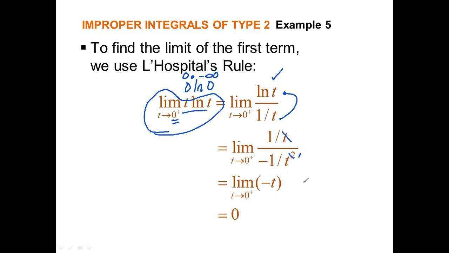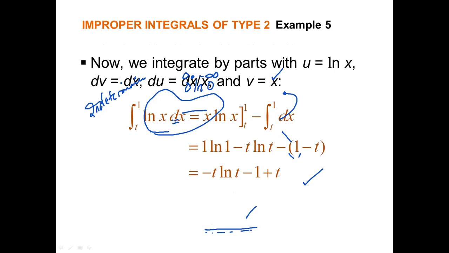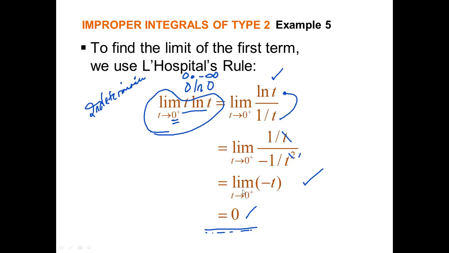Now what will happen? The limit of negative t as t approaches 0 from the right is 0. So from an indeterminate expression, using L'Hopital's rule, we're able to find an answer which is 0. What is this 0? That 0 is this, class. We'll just erase, get the annotation. This is already 0. So I'll go back. This one is negative, it's 0. So now we will continue.